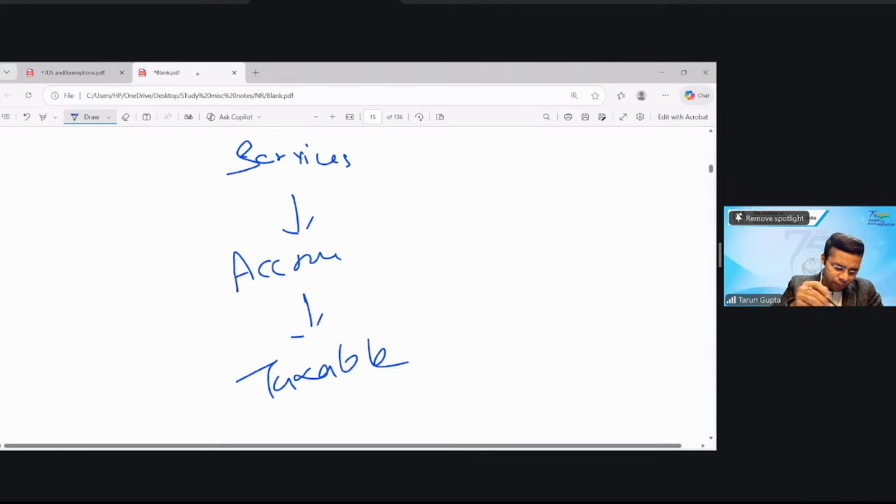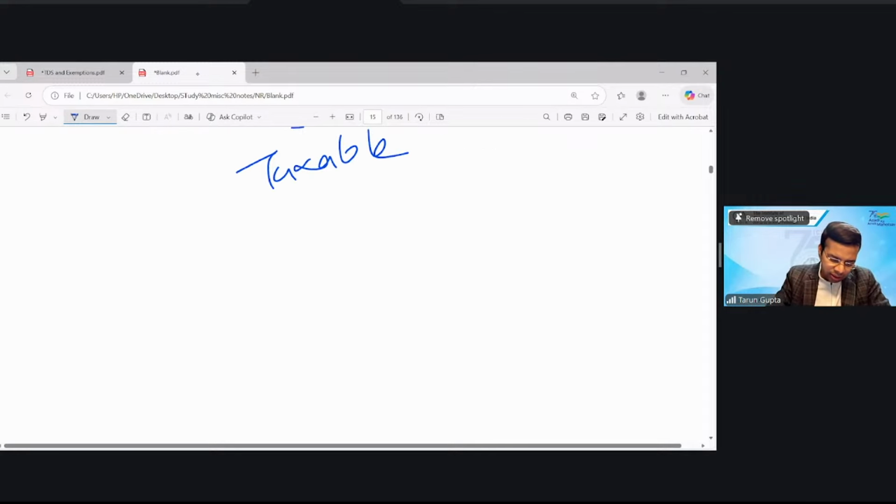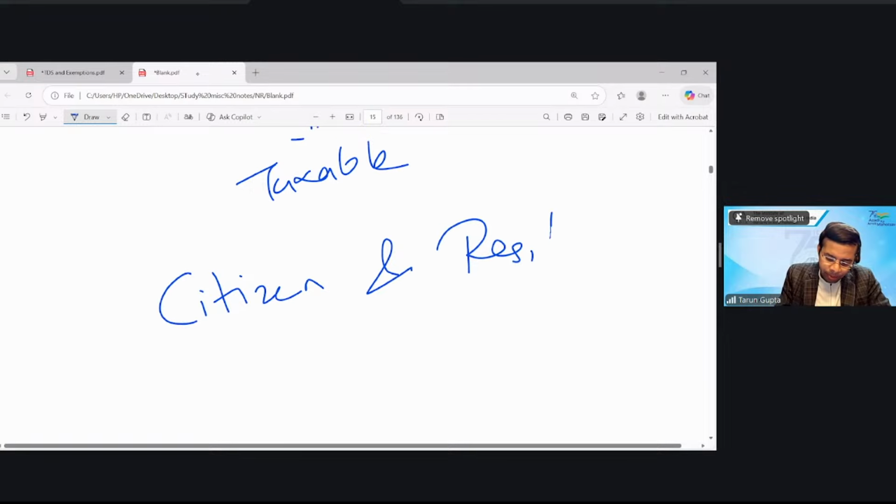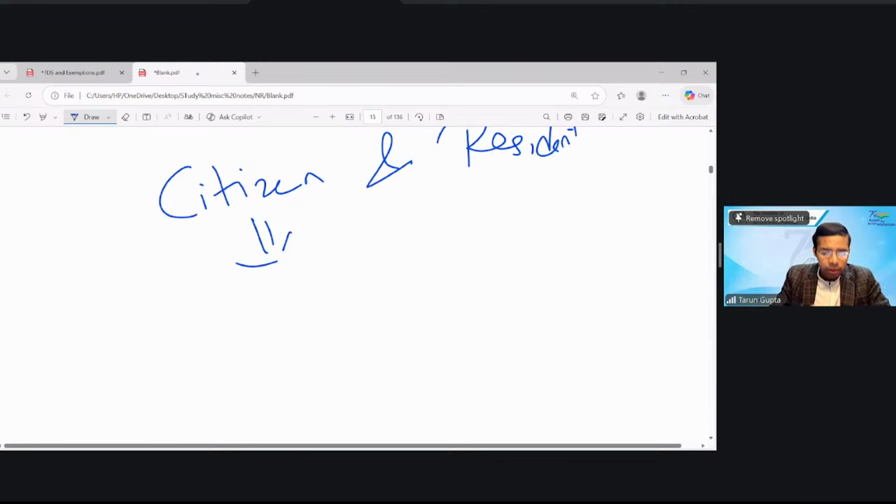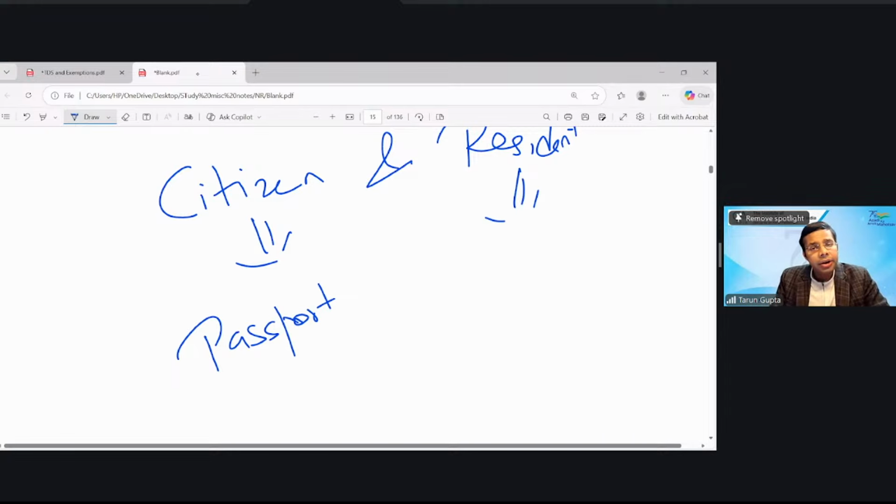You understand the meaning of this? Understand there's a difference between the words citizen and resident. The term citizenship generally means you have a passport. It generally derives from your birth. Resident, we understand how we compute it. It's a yearly concept. We need to compute depending upon the stay of such individual in India.